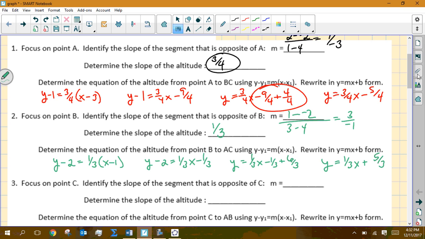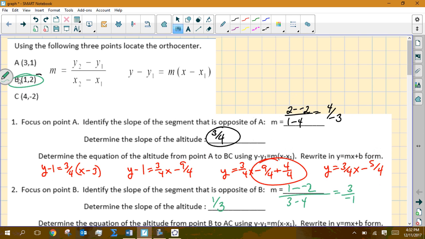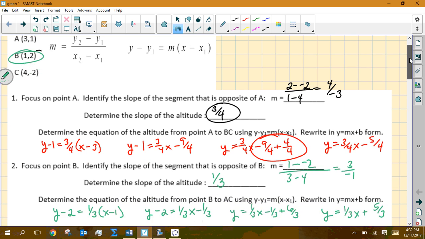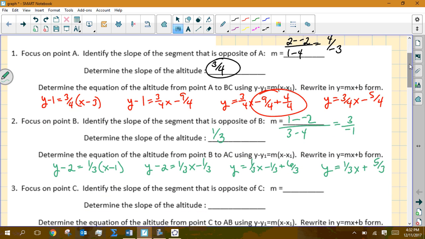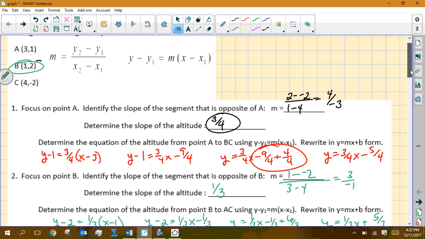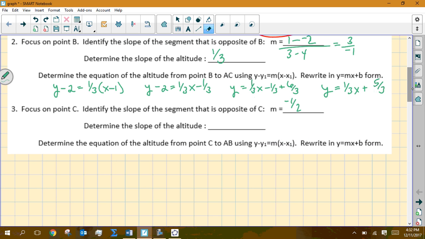So A to B coming up here, we're going to go 1 minus 2, so it gives me -1 up top, and then 3 minus 1, so it gives me 2 on the bottom. So -1 over 2 is the slope of A to B. Okay. The next thing I want to do is figure out the slope of any line that would be perpendicular to that, so it would be the opposite sign reciprocal, so it's going to be 2.